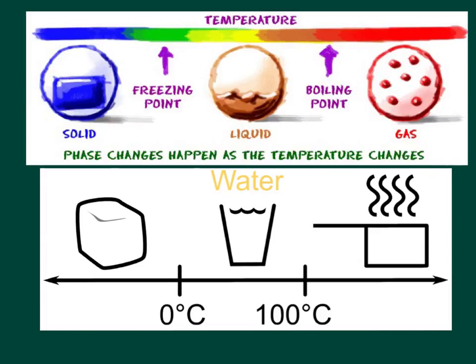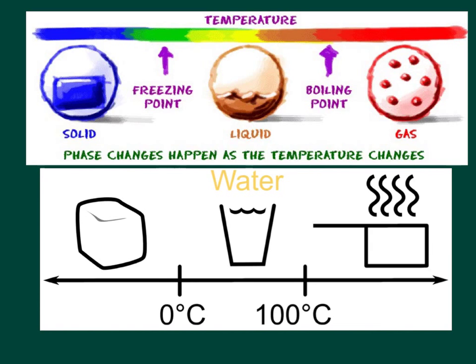On the other side, we can see that there's also a boiling point. The boiling point is the temperature at which a liquid will begin to become a gas, also the temperature at which a gas will begin to condense into a liquid. So we have freezing points and we have boiling points.